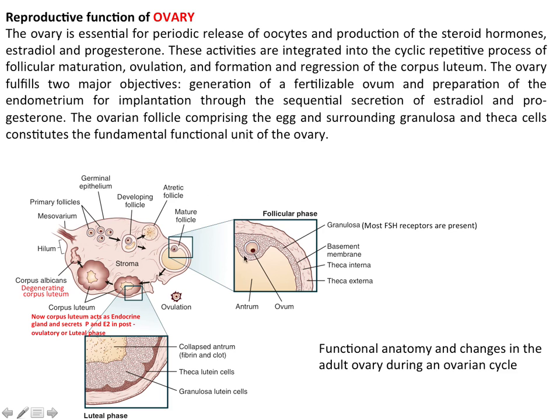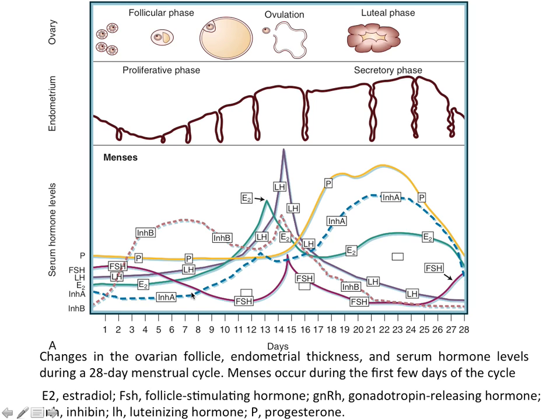So here you can see how important the ovary is for the production of the egg or the corpus luteum. Once this egg is released into the fallopian tube, it may be fertilized or it may not be fertilized. Here I have shown the change in the ovarian follicle, the endometrium thickness in the middle panel, and the serum hormone levels during the 28-day menstrual cycle in women.